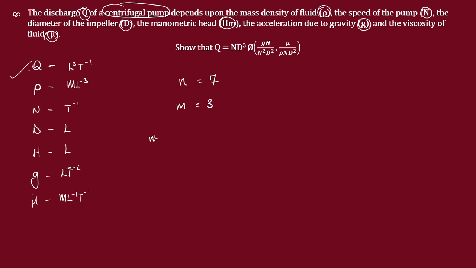So the number of pi groups is going to be n minus m. So which is 7 minus 3, which is 4. So that means we want to end up with four pi groups in this problem, okay? We've handled the difficult parts of the introductory part of setting up our problem. The next step is to determine our scaling variables, okay?